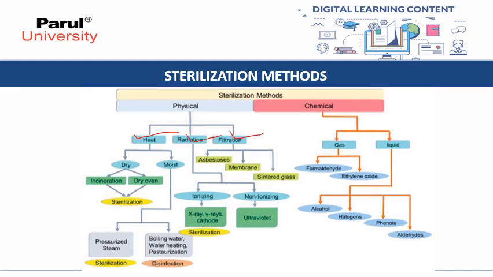Whereas the chemical methods include passing gas or liquid forms of different types of chemicals, for example, formaldehyde, ethylene oxide, alcohol, halogen, phenol, aldehyde. Whereas in the case of physical methods, the supply of heat can be done in dry condition or moist condition, where in dry condition incineration or drying in an oven is done for sterilization, whereas for radiation, ionizing and non-ionizing rays are used, that is X-rays, gamma rays, cathode rays, or non-ionizing rays such as ultraviolet rays are used for sterilization.